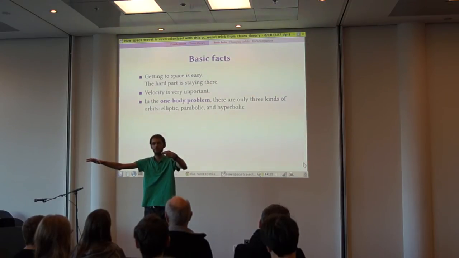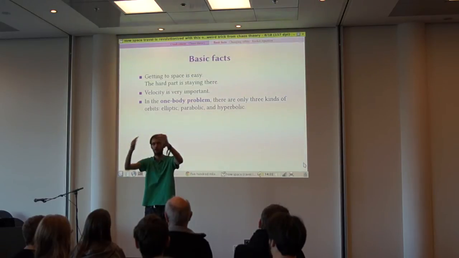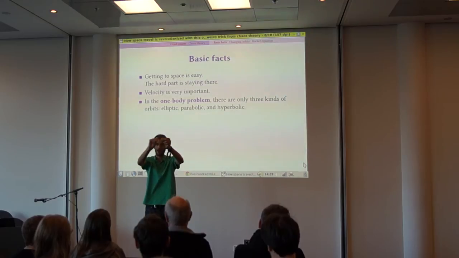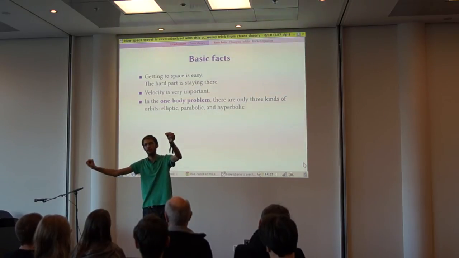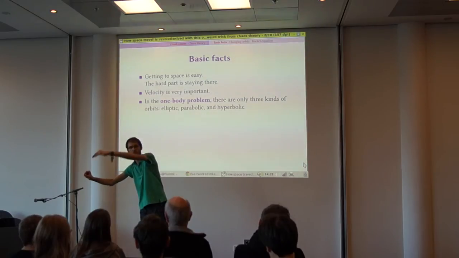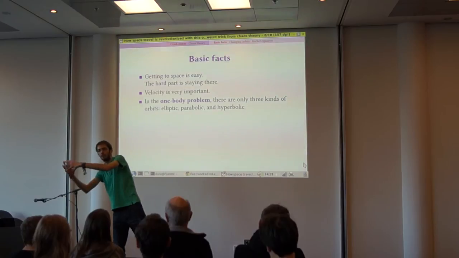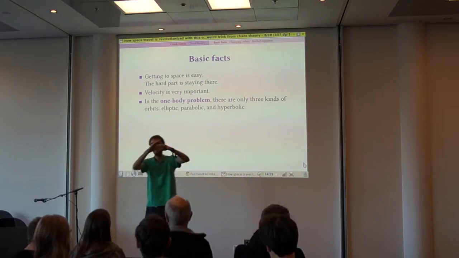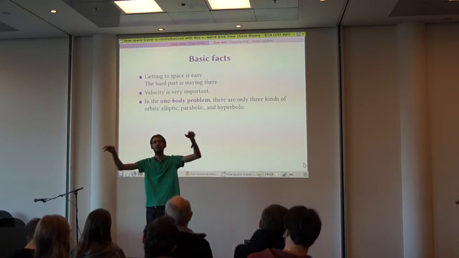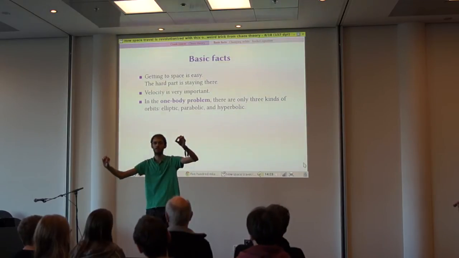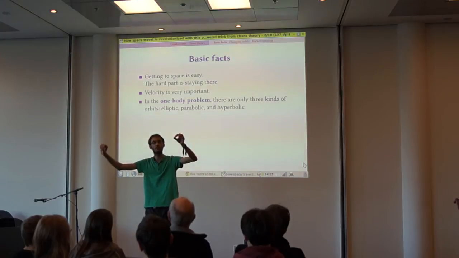The only difference between the parabolic case and the hyperbolic case is that in the parabolic case, you are getting slower and slower and slower. You still manage to escape the central body, but the farther you go away from it, the slower you are. Eventually, in infinite time, you will reach 0 kilometers per hour. But with a hyperbolic orbit, you still have some velocity left over.